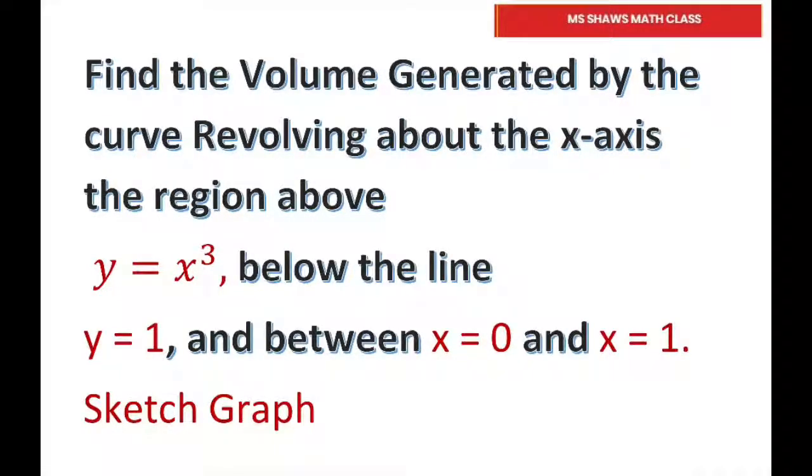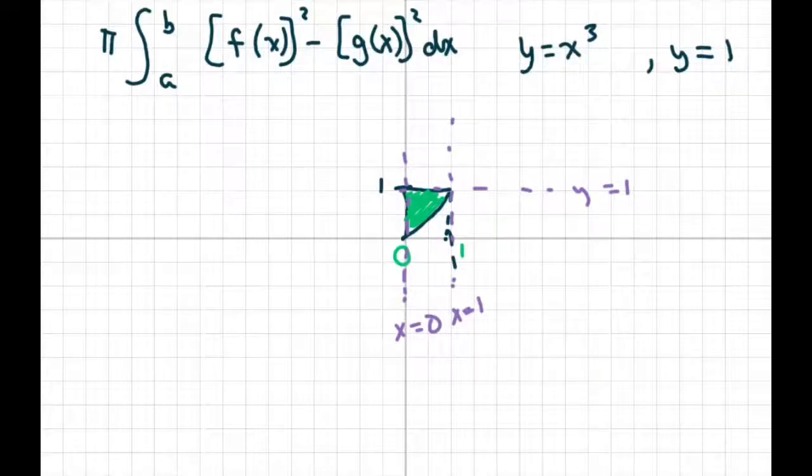Hi everyone, we're going to find the volume generated by revolving about the x-axis the region above y equals x cubed, below the line y equals 1, and between 0 and 1 on x. We're going to sketch the graph, write the integral, and then find the volume. So basically I sketched the graph here.